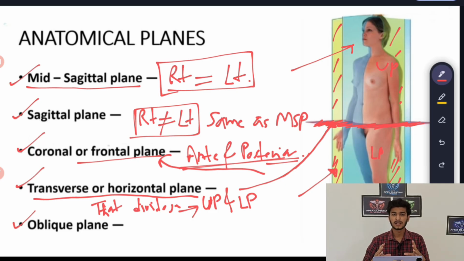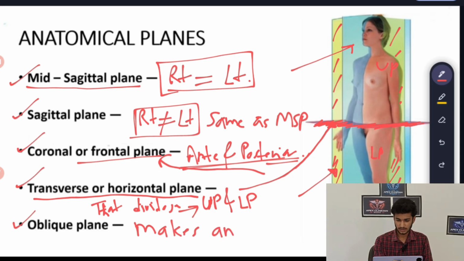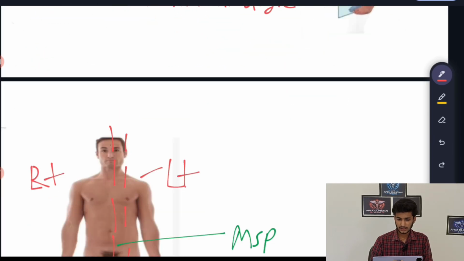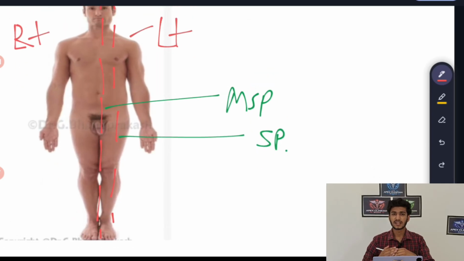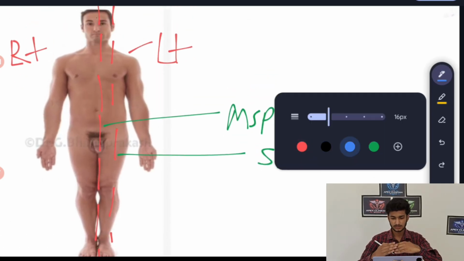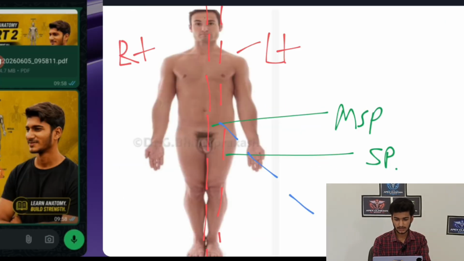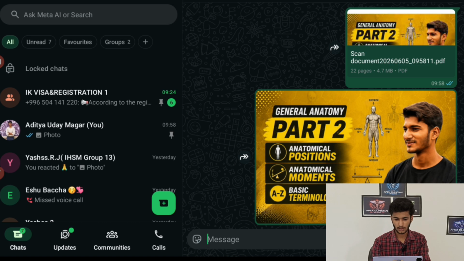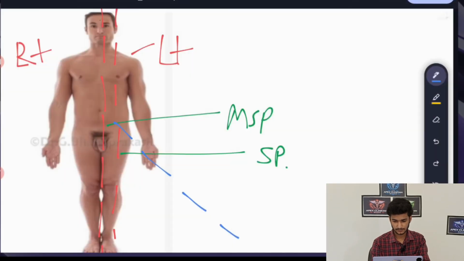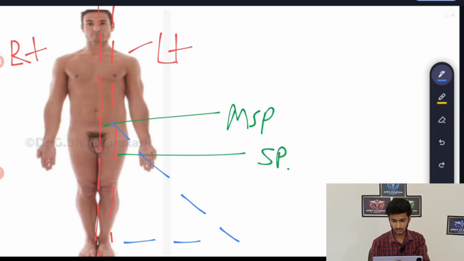And the last plane that we are studying here is the oblique plane. This oblique plane, I'll show you on this person, whenever the plane is making an angle with the ground, like this, then it is called the oblique plane. Then we are moving on to terms in gross anatomy.